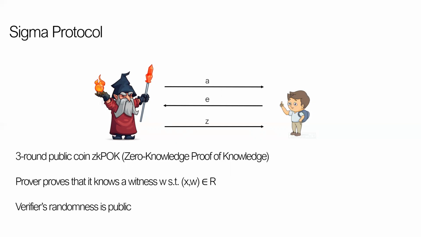In this work, we require the following additional properties. Efficiently samplable, meaning that the underlying NP statement is efficiently samplable with respect to the witness, meaning there exists an efficient algorithm that samples X given the witness W. In addition, we require randomness extraction, meaning we require an extractor that can extract the prover's randomness given the protocol's transcript and the prover's state.